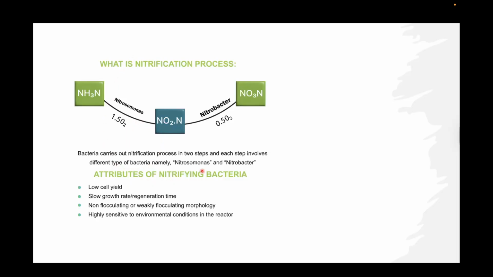Bacteria carry out the nitrification process in two steps. All the ammonium salts are first treated by Nitrosomonas to give us nitrites, which are then treated by Nitrobacter to give us nitrates. And then nitrates can be converted to nitrogen in the presence of denitrifying bacteria. Different types of bacteria: Nitrosomonas and Nitrobacter. Attributes of nitrifying bacteria: low cell yield, slow growth rate or regeneration time, non-flocculating or weakly flocculating morphology, and high sensitivity to environmental conditions in the reactor.